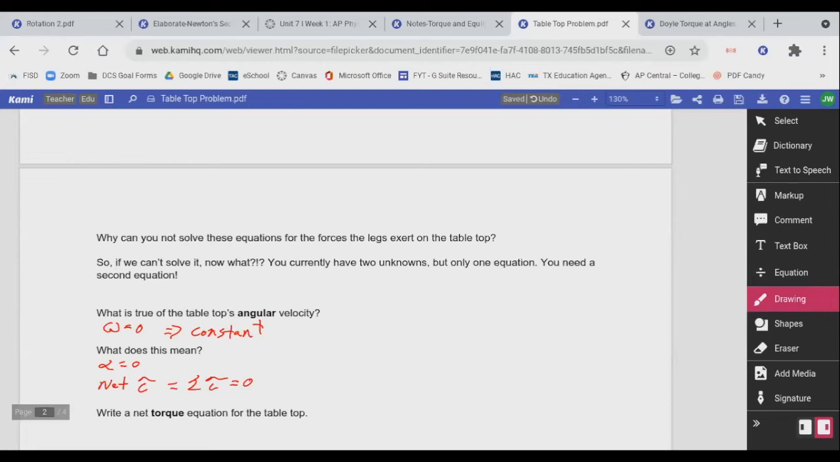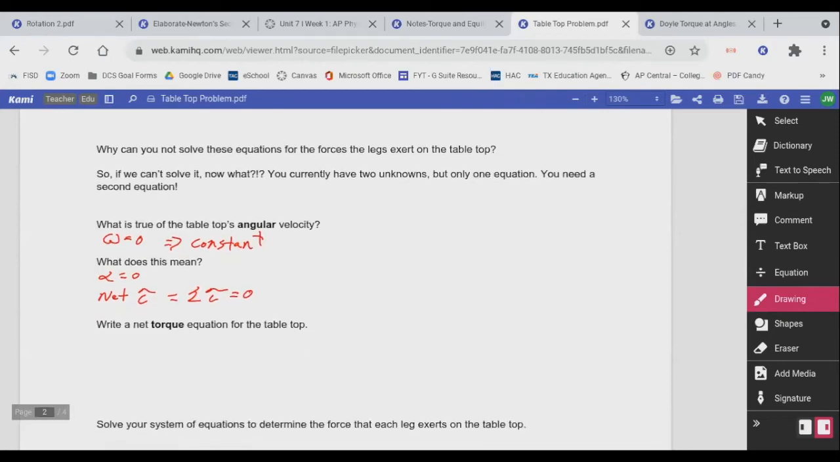If we go back to the gazelle on the log, it didn't rotate, so the net torque was 0. But we understand there was a torque from the gazelle, and there is a balancing torque, right? It wasn't moving, but there was a force at an angle being applied. It was there, just wasn't enough to make it rotate. All right. So write a net torque equation for the tabletop.